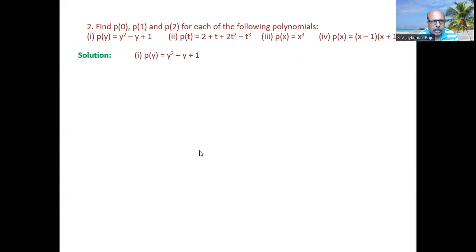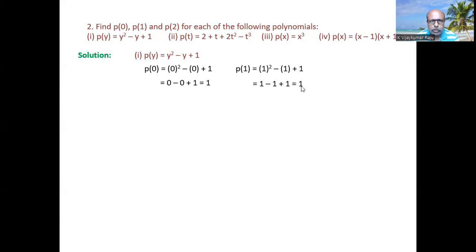Now he wants you to calculate p of 0. P of 0 is 0 raised to 2 minus 0 plus 1. 0 minus 0 plus 1 is 1. That means P of 0 is 1. Now P of 1: 1 square minus 1 plus 1. What will it be? 1 minus 1 plus 1 is 1. So P of 1 is 1.